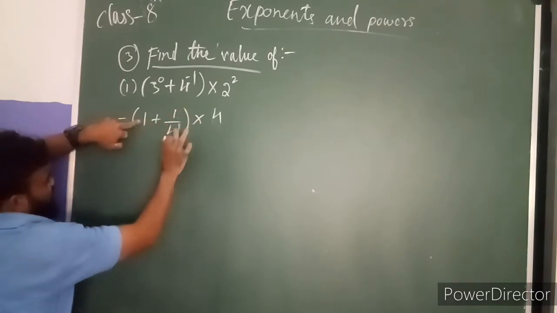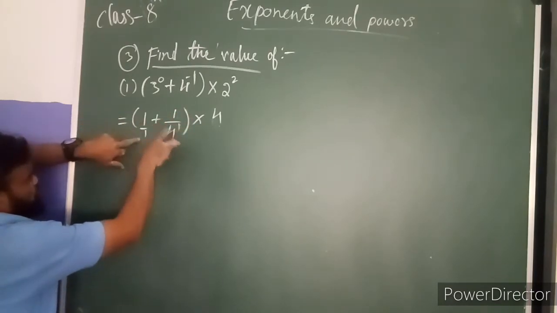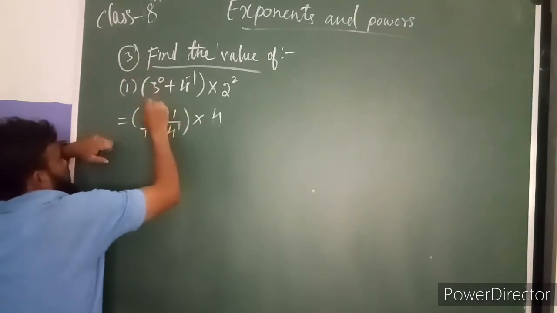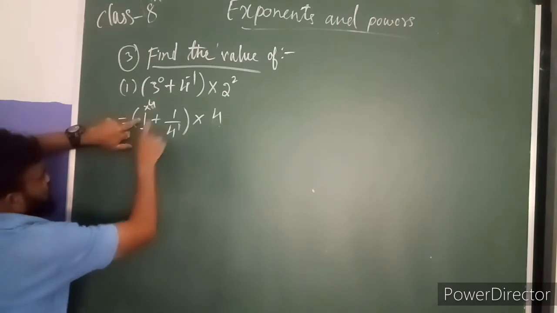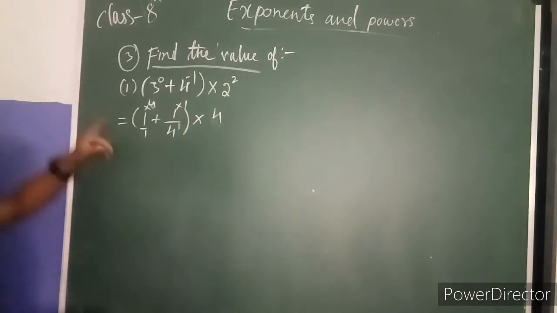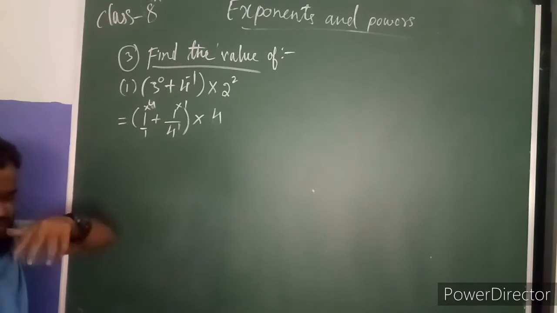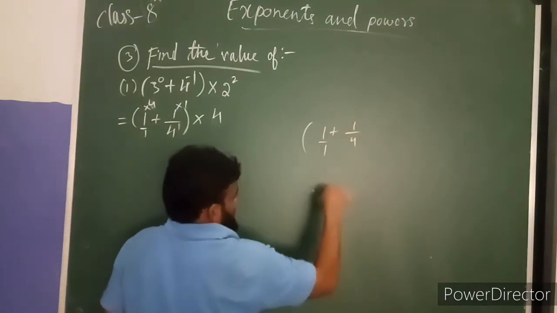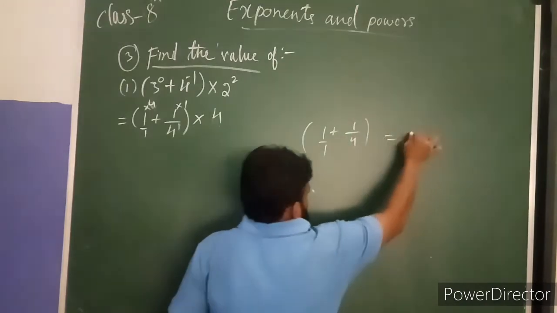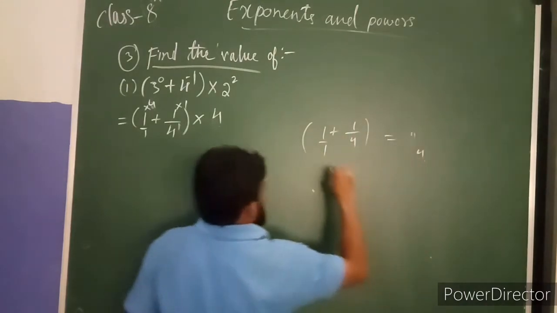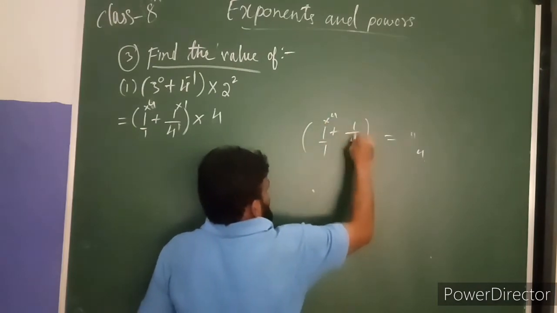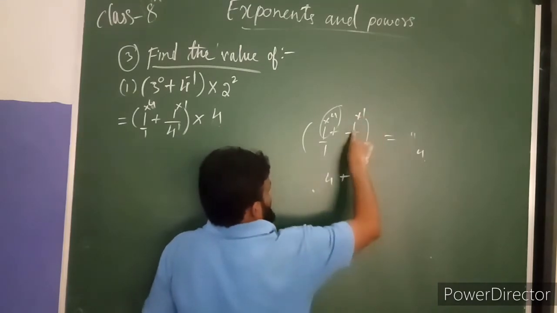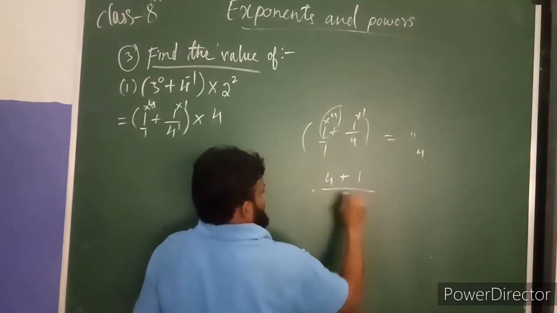Now 1 is here: 1 plus 1 divided by 4. This is a fraction value, so we take the LCM. Don't get confused: 1 plus 1 upon 4, the LCM of 4 and 1 is 4 only. 4 times 1 is 4, plus 1 times 1 is 1, divided by the common LCM, which is 4.